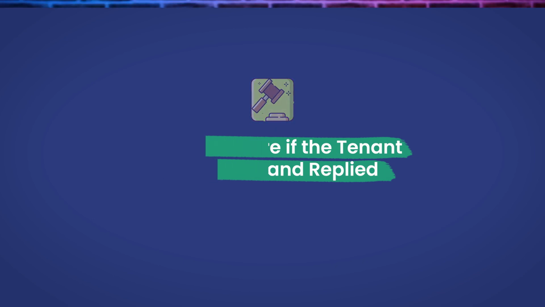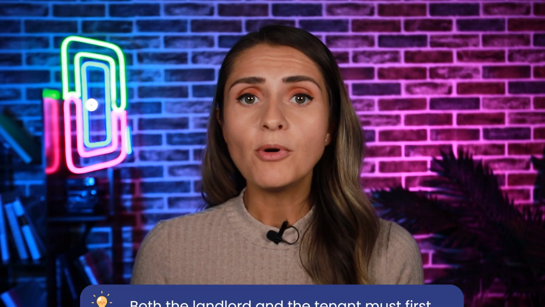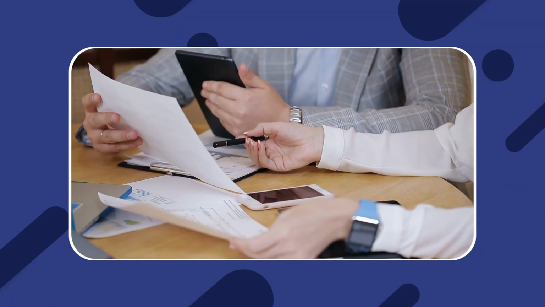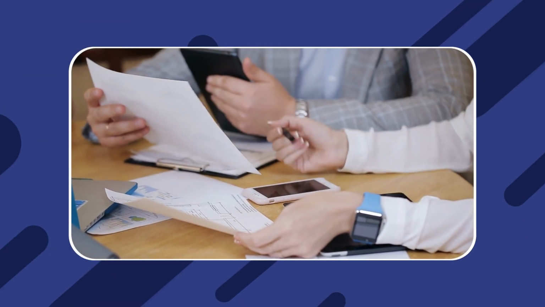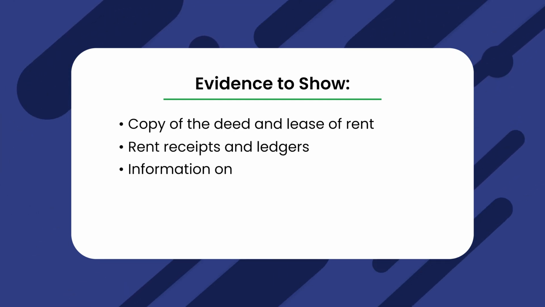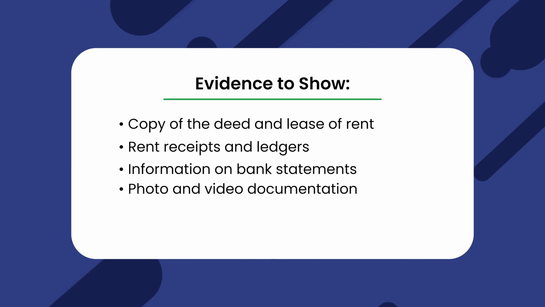In the state of Oregon, before an eviction hearing is scheduled, both the landlord and the tenant must first attend the appearance hearing. If the tenant appears, a written answer must be filed by the first appearance hearing. The landlord must give evidence or information and show it during the hearing. This could include, but is not limited to, the following: copy of the deed and lease of the rent, rent receipts and ledgers, information on bank statements, and photo and video documentation. If the landlord wins the case, a writ of execution will be issued and the eviction process will continue.